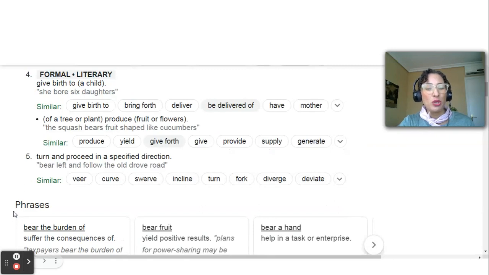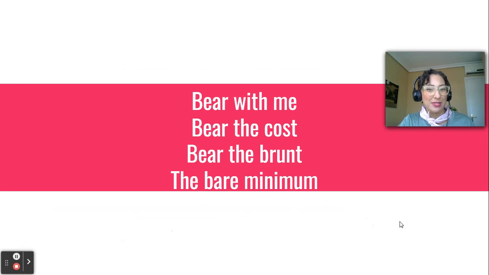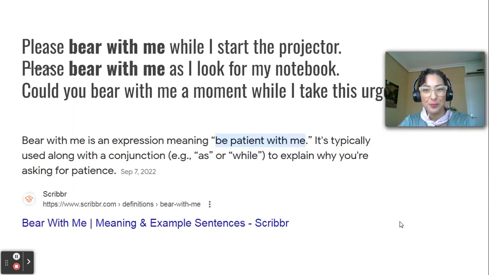And there are multiple phrases that use bear and numerous idioms as well and phrasal verbs. But today we're just going to focus on these four because these are commonly used. You've probably heard them in USA sitcoms, TV series, movies, podcasts. Maybe you've even heard your English speaking colleagues at work use these on the phone or in meetings. Let's figure out what they mean. Bear with me. Bear the cost, bear the brunt, and the bare minimum.